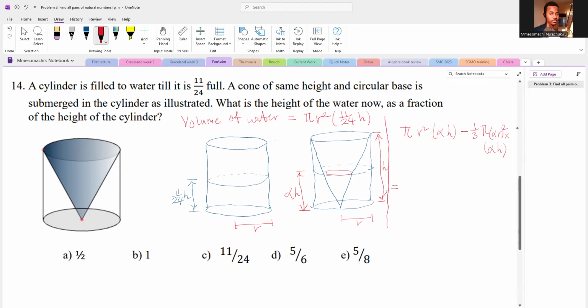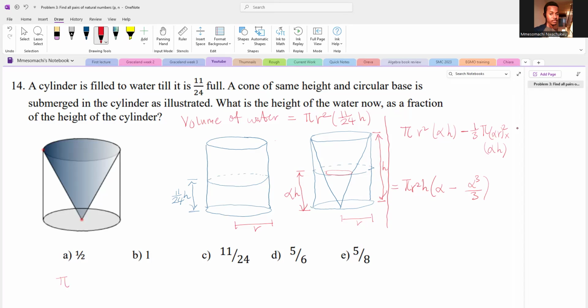Okay, so this is going to be equal to pi. We can factor out pi r squared h. Okay, this is going to be equal to alpha minus alpha cube over 3. So this is the volume of water. This is another way we can express the volume of water. So remember, we already have the volume of water before now. So we can equate these two things.